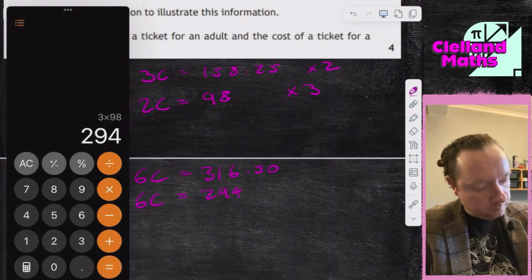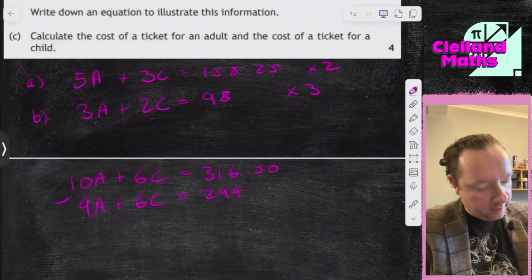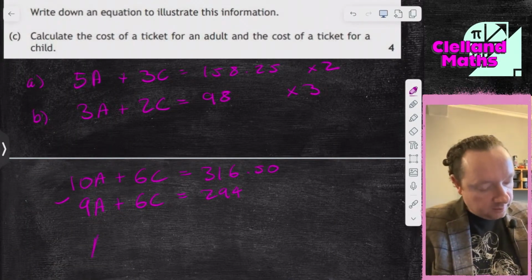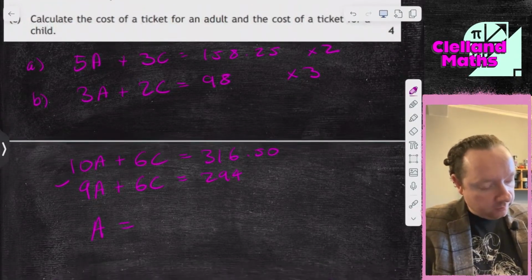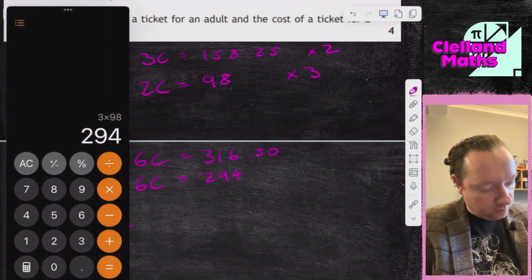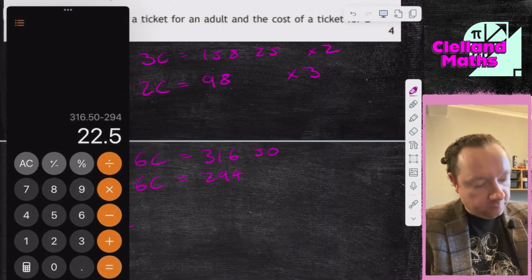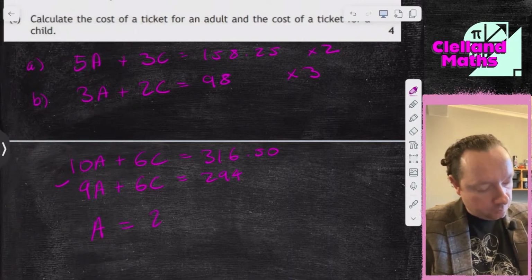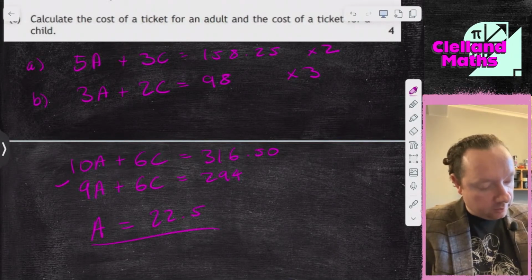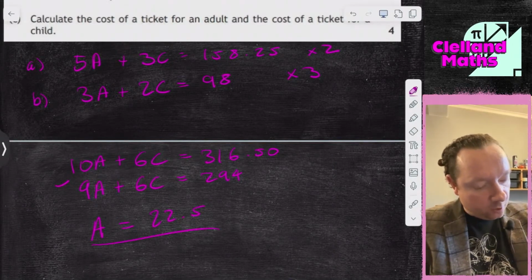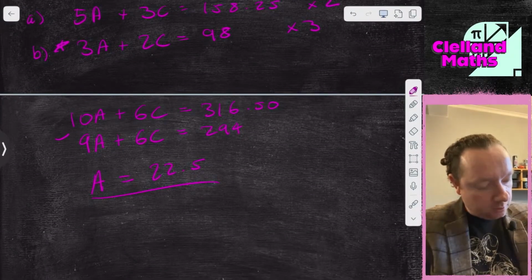294. So now we need to take away, because the signs are the same, to get a equals 316.50 minus 294. 22.50. 22.5 it actually says, so I'll write that down. Let's sub into the bottom one because the numbers are smaller. So we've got 3 times 22.5.